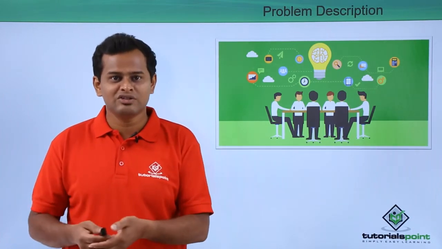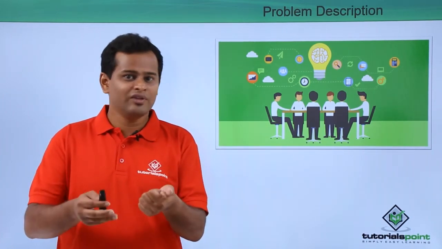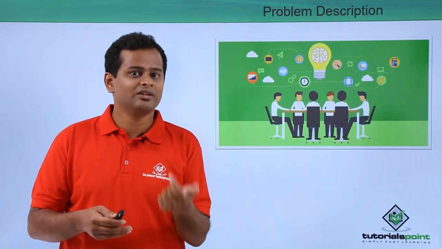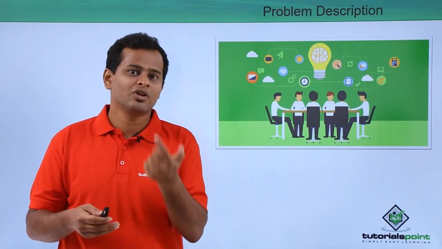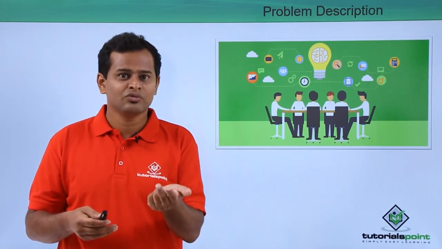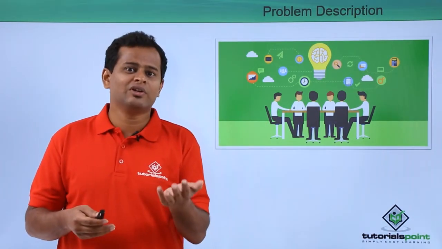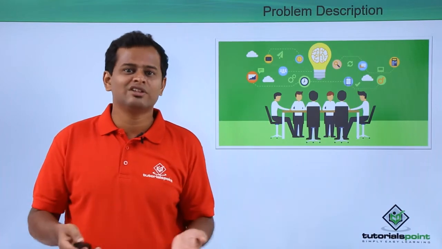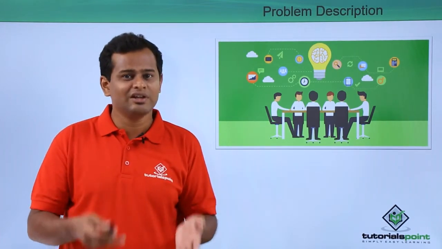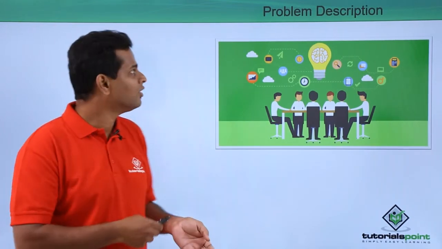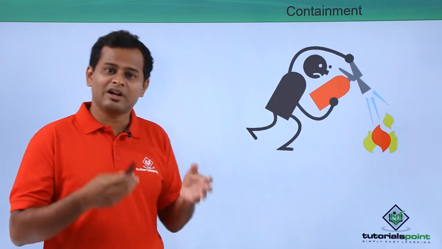5W and 1H means why we are not able to detect that, and then what is the problem, when did it happen, who has contributed to these things, how this particular thing can be avoided. So these are all some of the things in which we can really describe the problem. Then we will understand the containment.